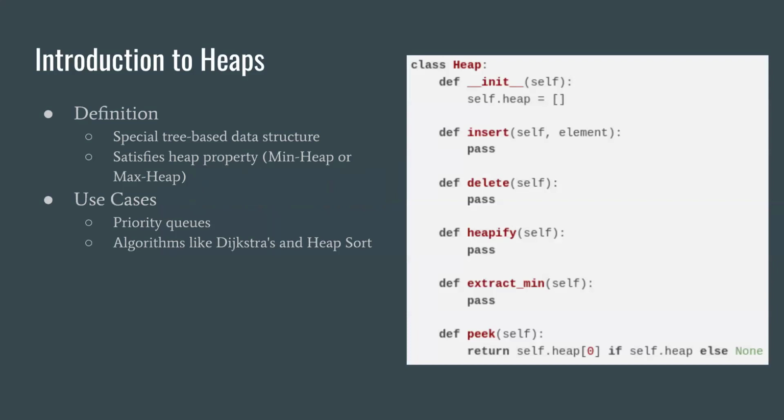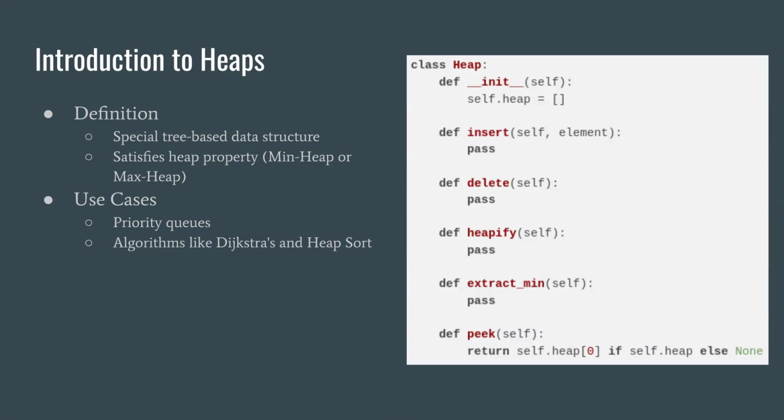Introduction to heaps. So a heap is a special tree-based data structure that satisfies a property called the heap property. There are two types of heaps. First one is min heap, and the second one is max heap. In a min heap, the key at the root must be the minimum among all keys present in the heap, while in a max heap, the key at the root must be the maximum.